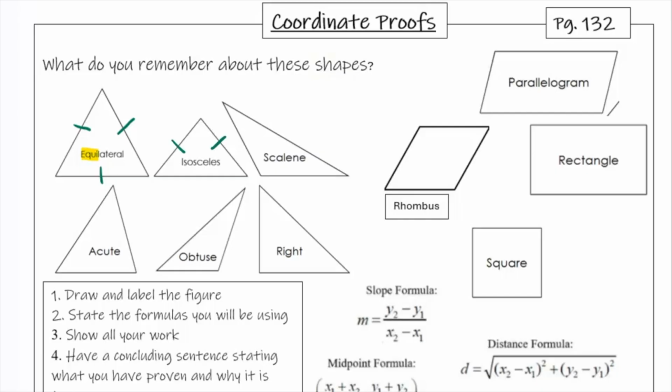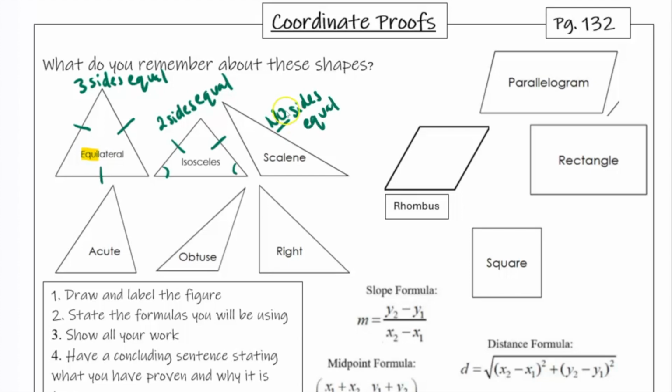All right, so equilateral. Isosceles means that it has two sides that are equal. So again, these two sides and also these base angles are equal. You do not need the base angles for what we're doing today, just to know that two sides are equal. A scalene means that none of them are equal. So an equilateral, three sides equal. An isosceles, two sides equal. A scalene, no sides equal.